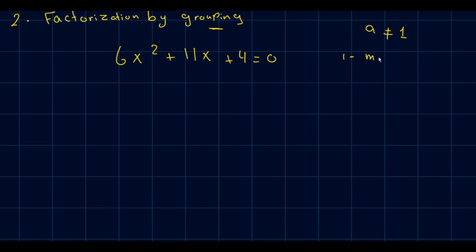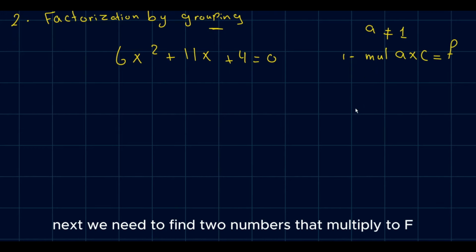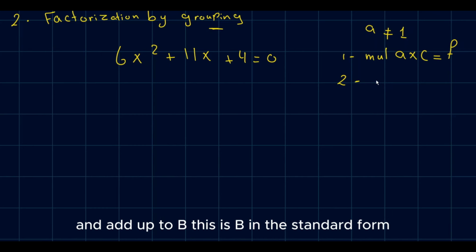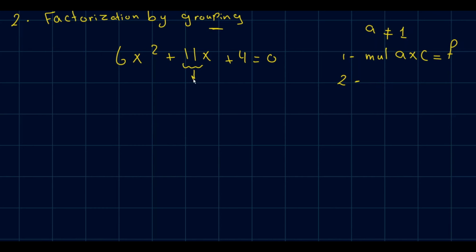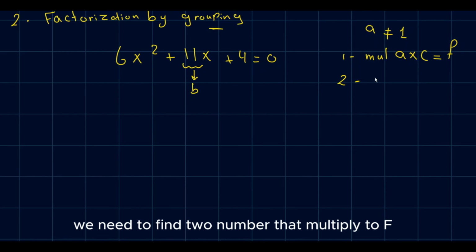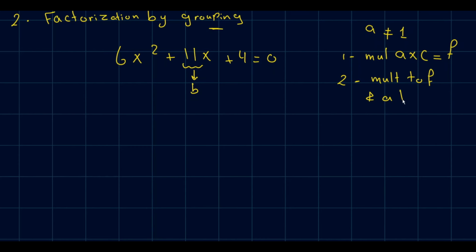First, we're gonna multiply a and c. Let's call this f. Next, we need to find two numbers that multiply to f and add up to b. This is b in the standard form. So again, we need to find two numbers that multiply to f and add up to b.